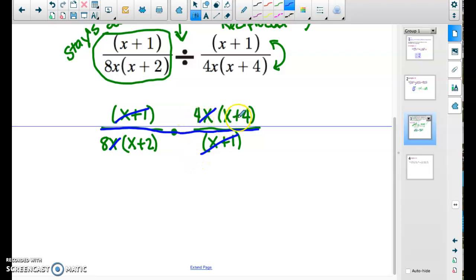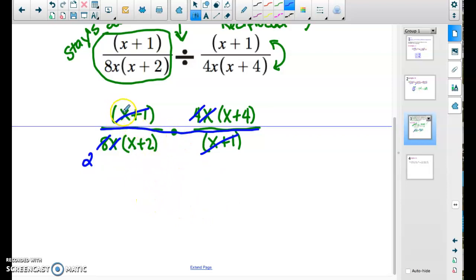And there's no x plus 4 on the bottom, so I can't cancel this. There's no x plus 2 on the top, so I can't cancel that. But I can still work with the 4 and the 8. If I divide the top and bottom both by 4, this will turn into a 1, and this will turn into a 2. So we're going to now write our final answer.